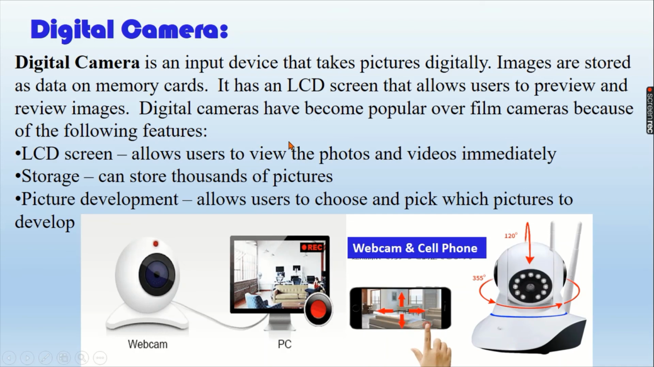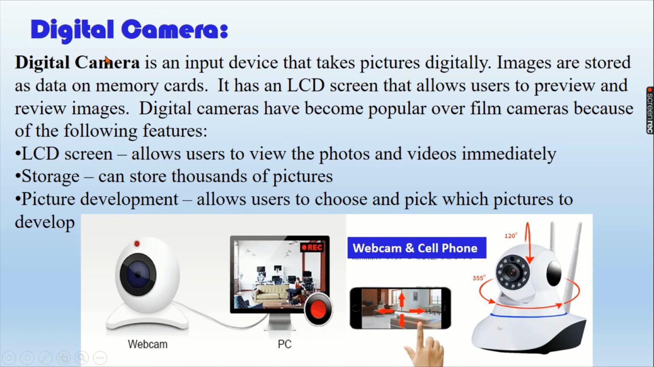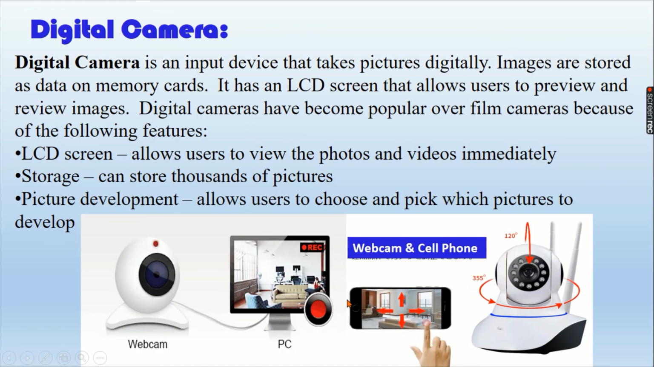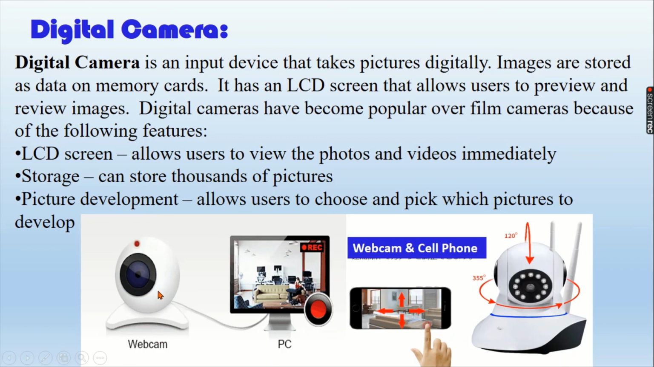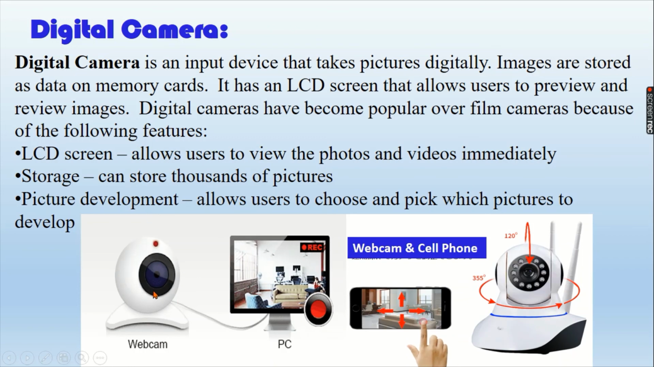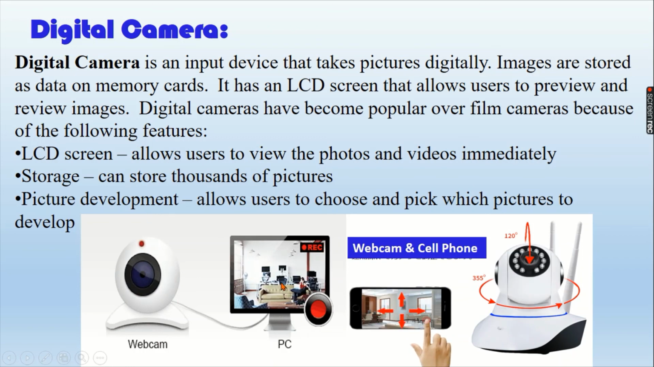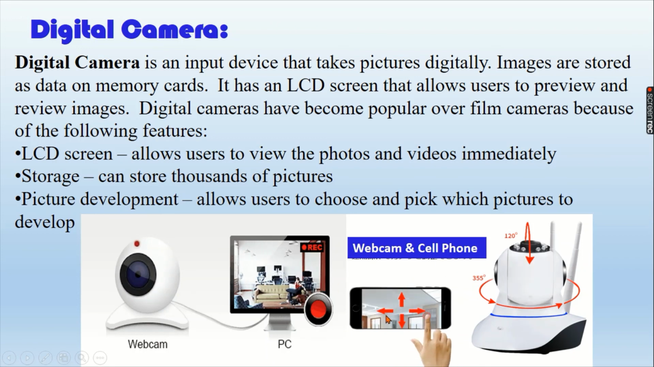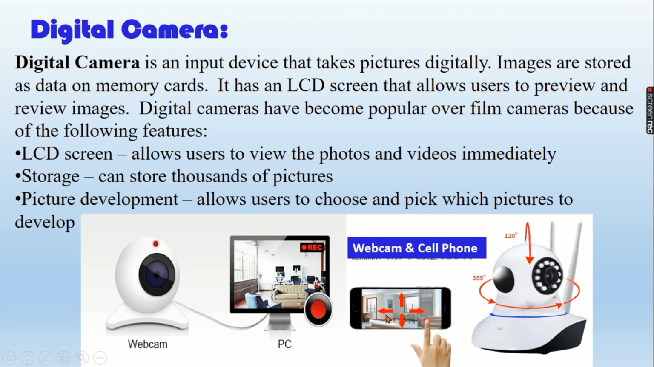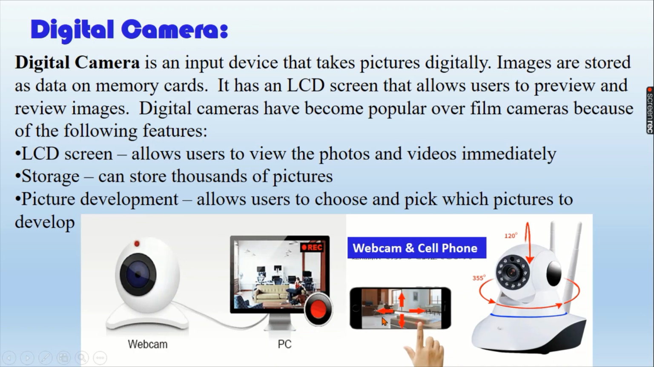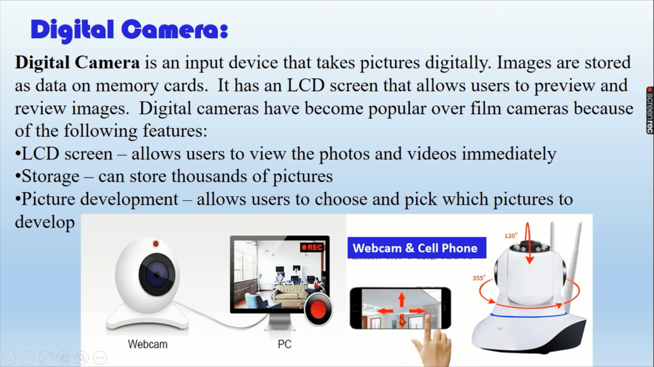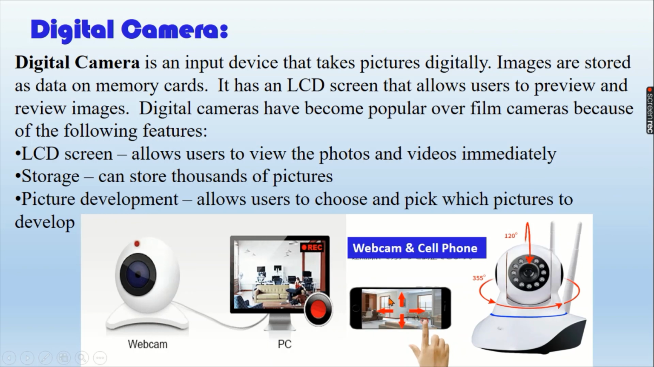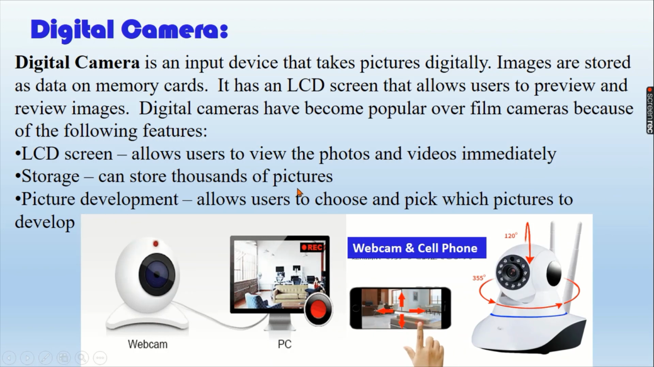As we can see in these images, a digital camera or web camera is used for monitoring the house, monitoring the office, surrounding building locations, or we can monitor through the mobile phone. We can operate our digital camera or web camera through our mobile phone, as we can see in these pictures. I hope students that you have understood about different common input devices that we use nowadays.